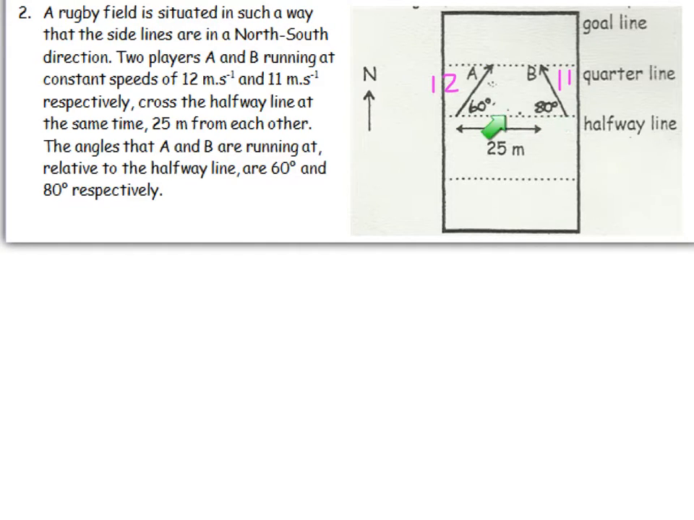So there they are, they're crossing the halfway line, they're 25 meters apart. The angles that they are running at is 60 degrees and 80 degrees respectively to the halfway line. First we need to calculate the components of both of these velocities. So what we're going to do is the following.